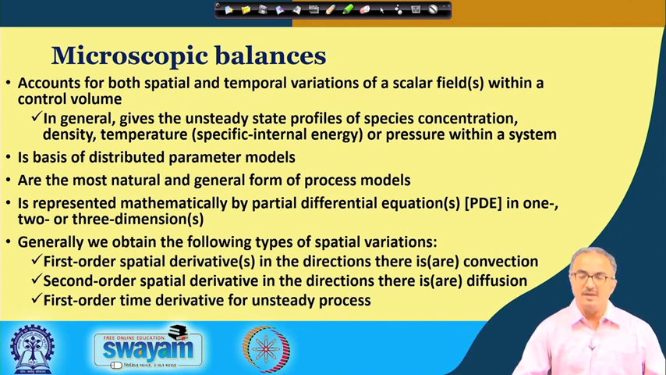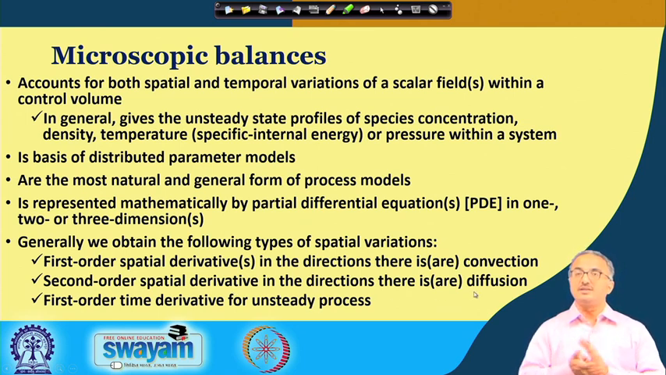Now, you find that you have different types of derivatives in such microscopic balance equations. Generally, the first order spatial derivative will be there whenever we have convection. So, any kind of convective term will lead to a first order spatial derivative, that means with respect to location. And we generally have second order spatial derivatives in the directions when there is diffusion.